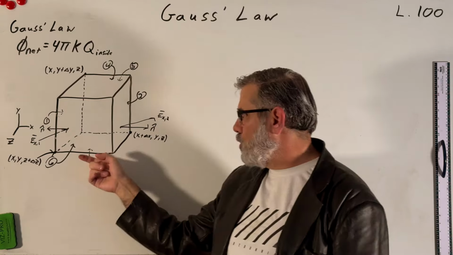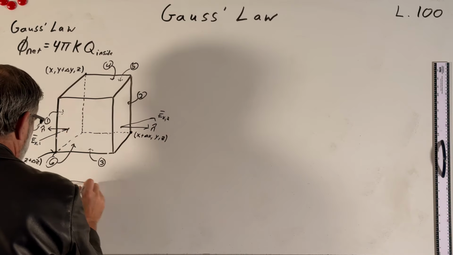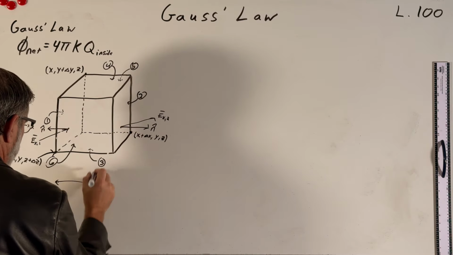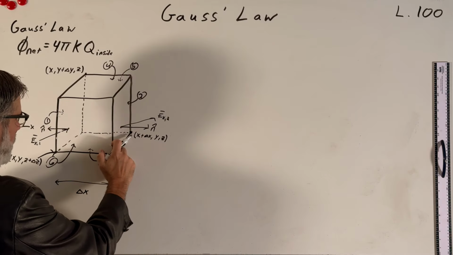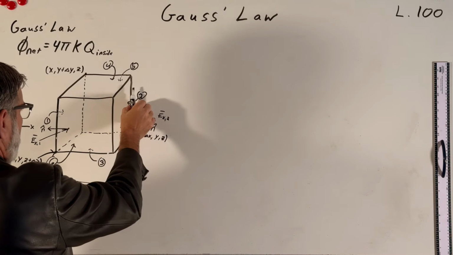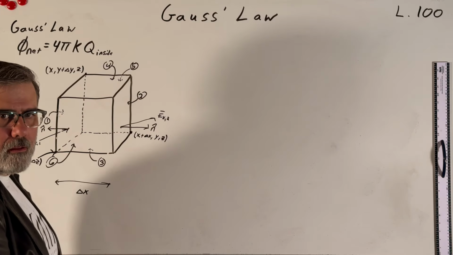So in other words, this cube that I've drawn has a face, the length of this face is delta x. This one into the page here would be delta z. And this one here, going up, is delta y. All right?